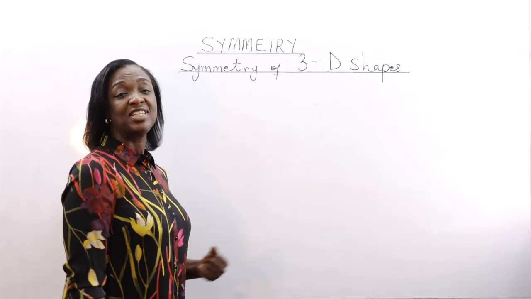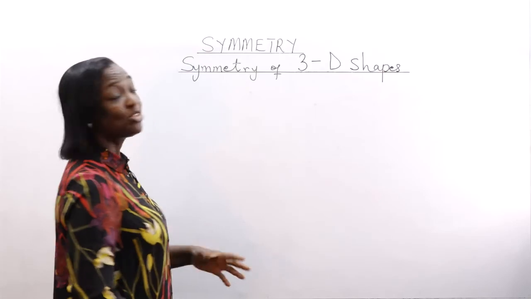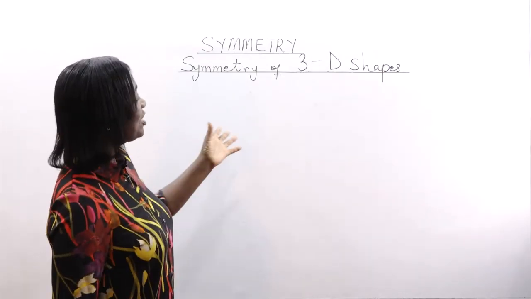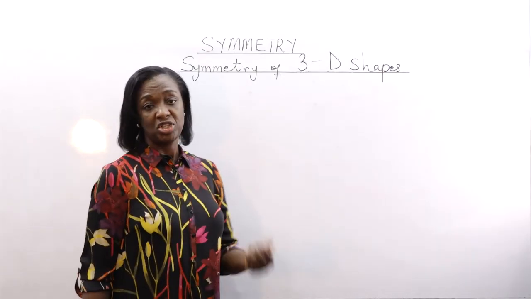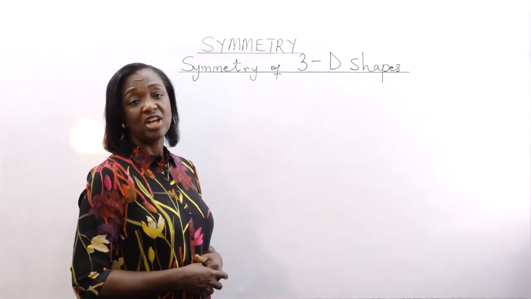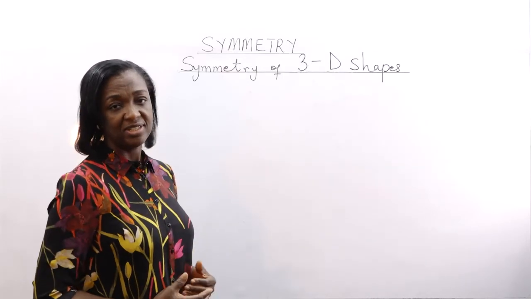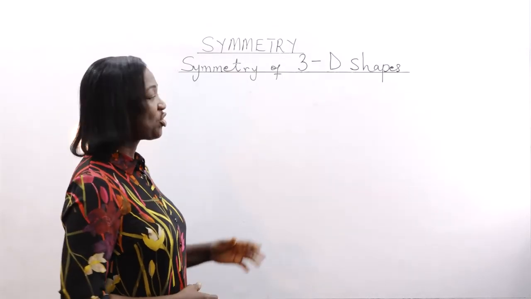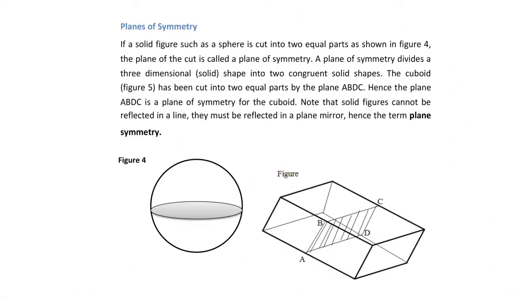In this part of the lesson, we want to look at how to recognize symmetry of three-dimensional shapes, to recognize the lines of symmetry, the order of rotational symmetry, and the properties. Take a look at your screen. If a solid figure such as the sphere on your screen is cut into two equal parts, as shown, the plane of the cut is called a plane of symmetry.